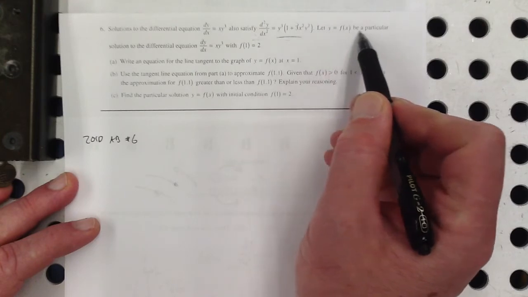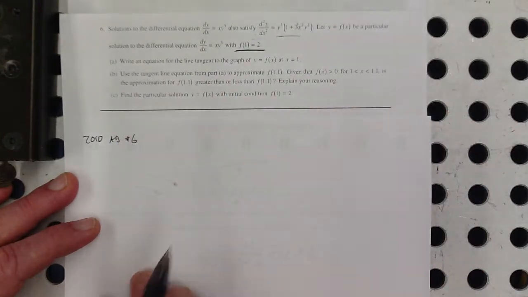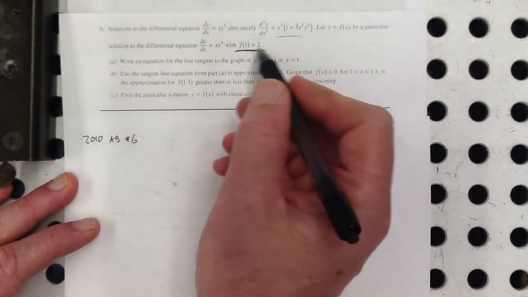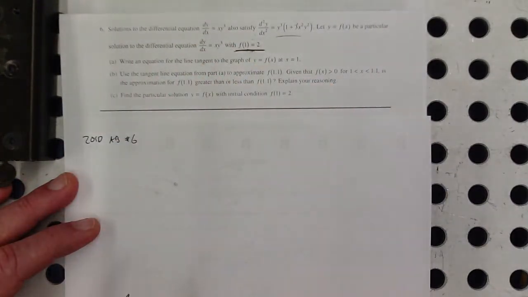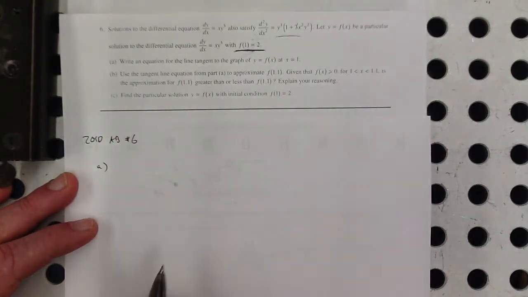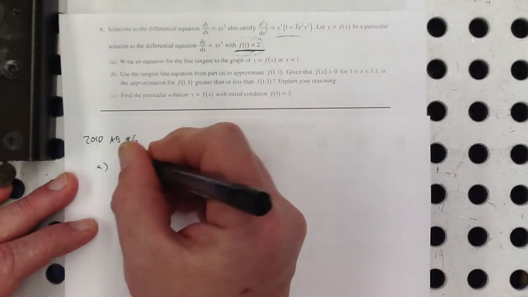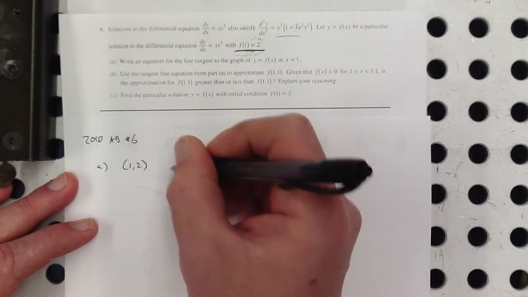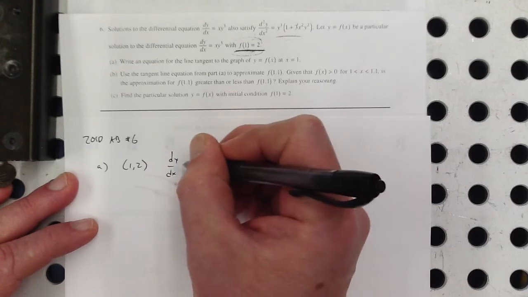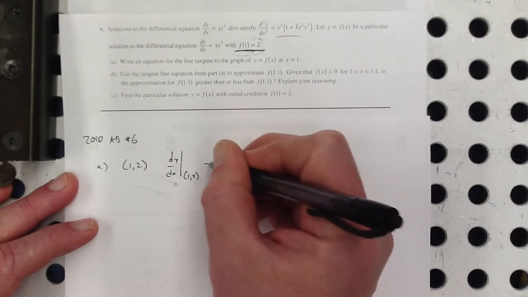So let y equals f of x be a particular solution with this initial condition, right? That's where you separate variables, and you get a plus c, so you use that to find the c. All right, part A. Write an equation for the tangent line to the graph of f of x at x equals 1. Well, there's the point 1, 2. So I just need to know what's the slope at the point 1, 2.